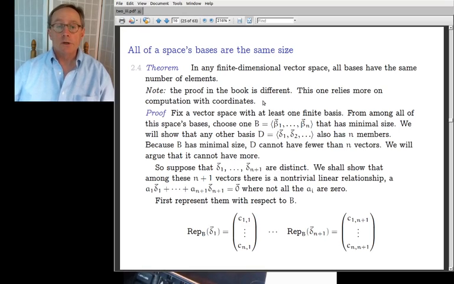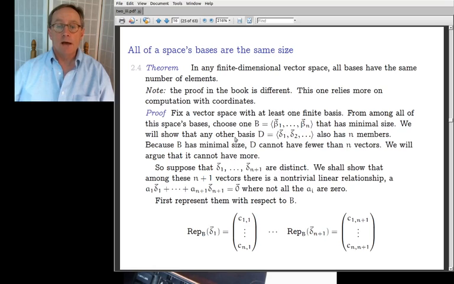Okay, so I'm going to go through the proof. You fix a vector space with at least one finite basis. There may be more than one finite basis. Look at all those finite bases. One of them has got to have the least number of elements. I mean, if one of them has 6 and the other one has 7, then pick the 6. Okay, there it is. This is one of the bases that has the minimal size.